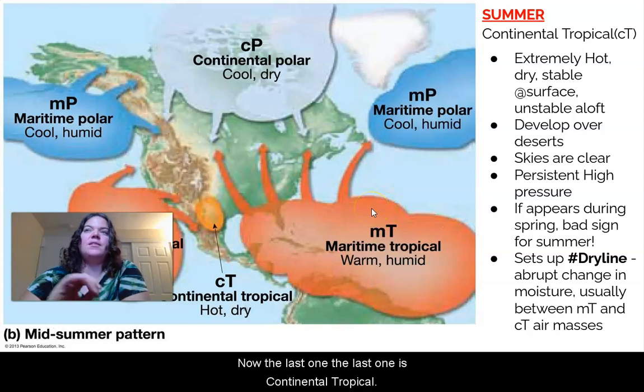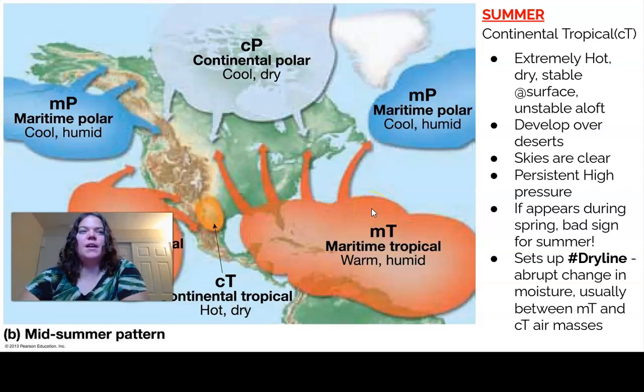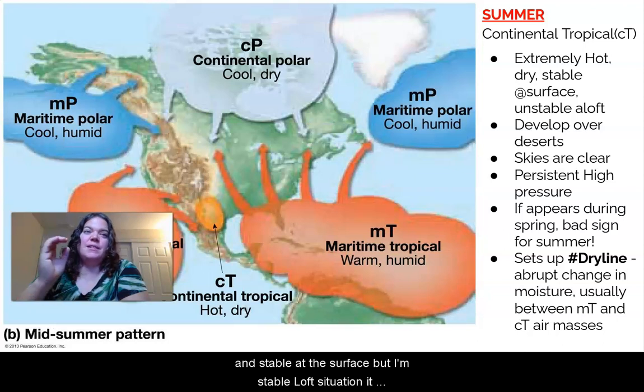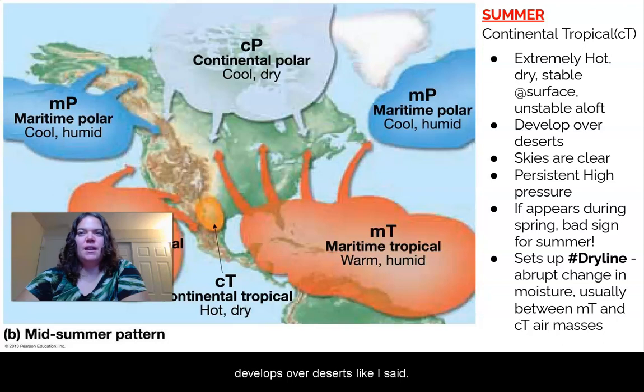All right, now the last one. So the last one is Continental Tropical. This one was not present during the winter. It's only present during the summer. So this is an extremely hot, dry, and stable at the surface, but unstable aloft situation. It develops over deserts, like I said.